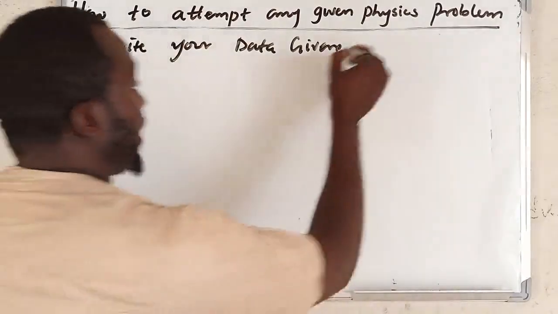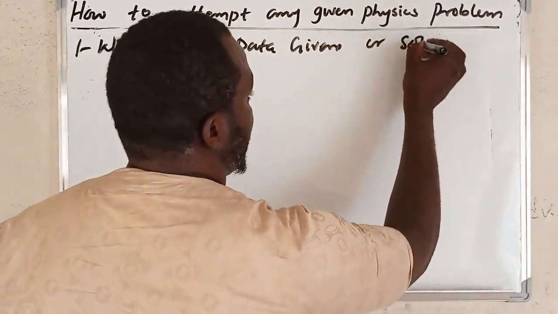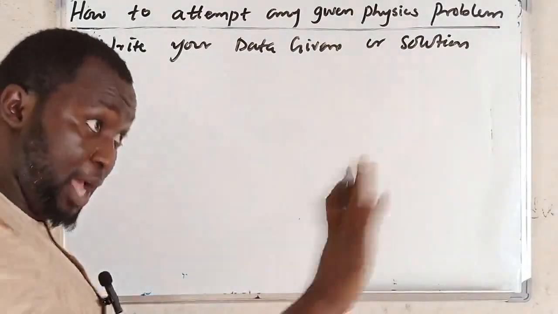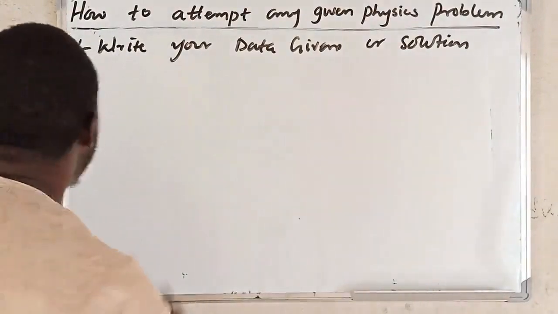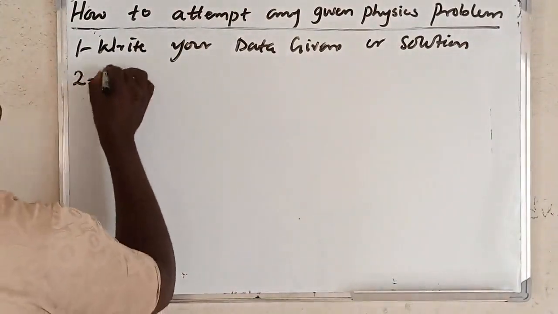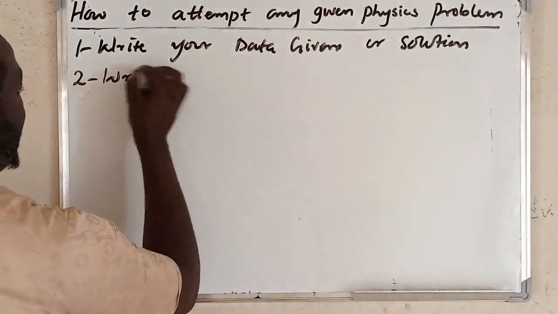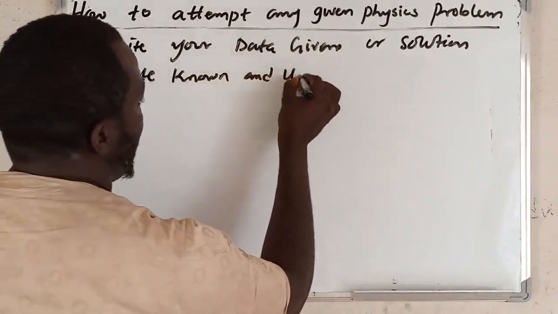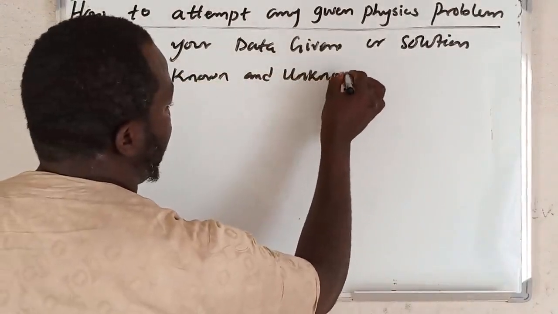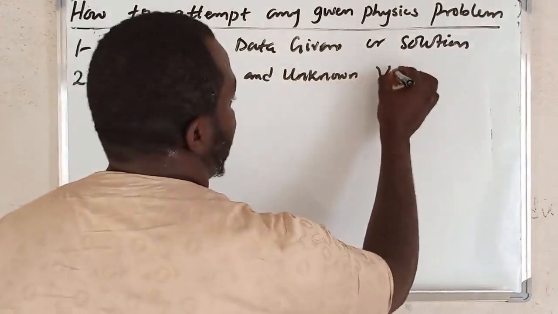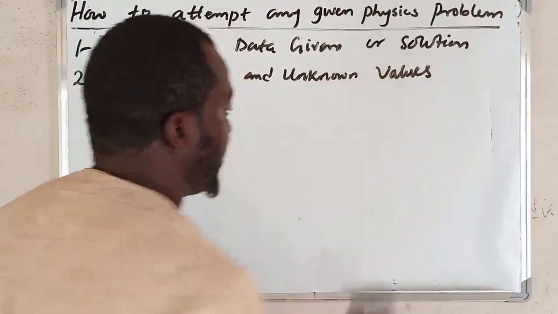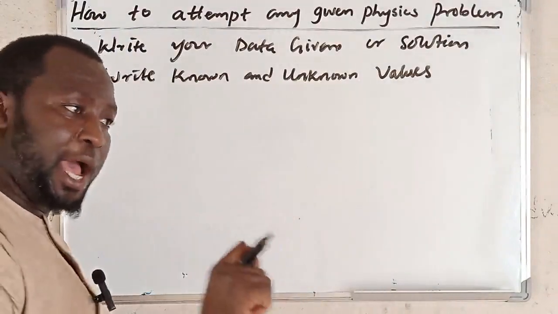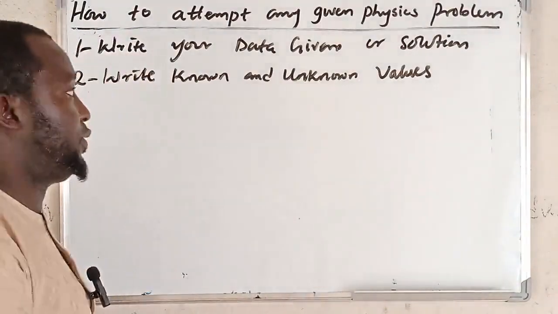When I say data given, I can say solution. Then you underline it after the problem. Step number two, write the known and unknown values. Step two is to pick out the known and unknown values.